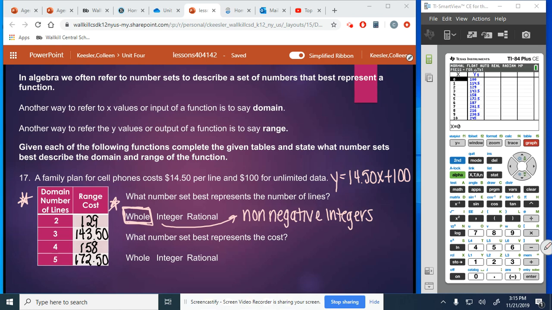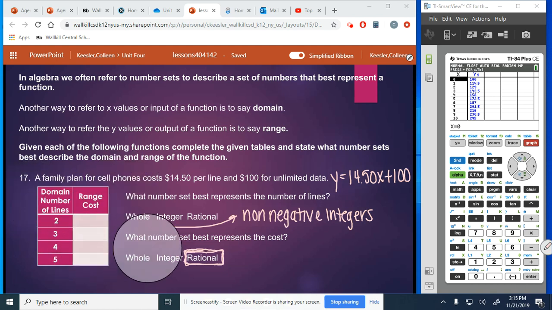Okay, then what number set best describes cost? Well, when we're looking at the cost, we don't always have a whole number. We have parts or numbers that have a half in it. So we cannot say that it would be whole numbers, nor can we say it would be integers. We'd have to go with rational because they are going to have fractions of a dollar as part of the cost. So again, when you're talking about the set that best describes it, you want the smallest number set that the domain and range fall in.